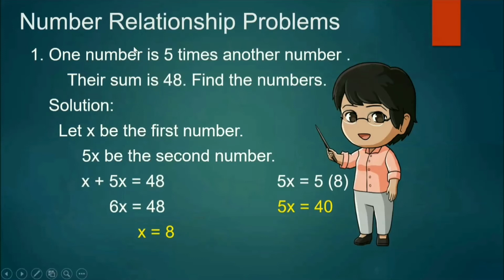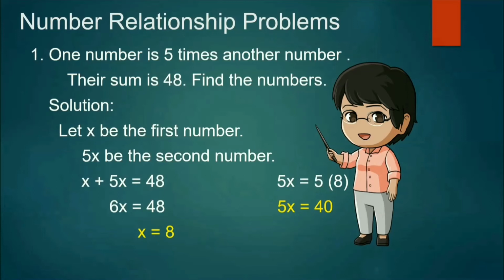Now let's go to number relationship problems. Number 1. One number is 5 times another number. Their sum is 48. Find the numbers. Solution. Let x be the first number and 5x be the second number.